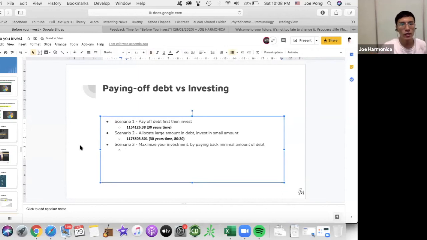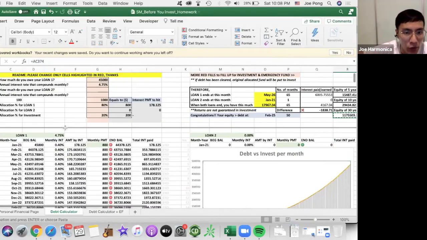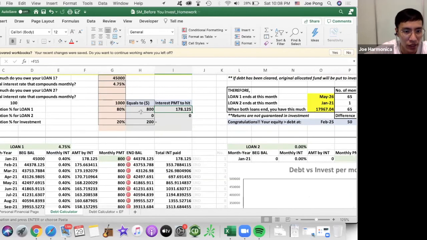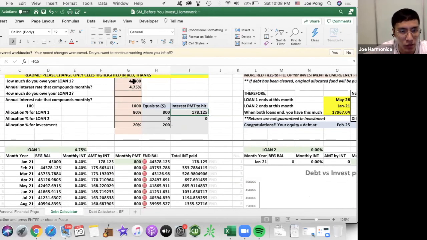All right. Scenario 3, maximize your investment by paying only the minimum amount on debt. By minimum amount, this will be the minimum amount you need to hit here, which is the interest payment. You can see how I calculate this interest payment: it is based on the loan you have multiplied by 4.75% per annum. So monthly, each month is around 0.4% of interest that you need to pay. So this amount multiplied by 0.4%, it will give you this amount.